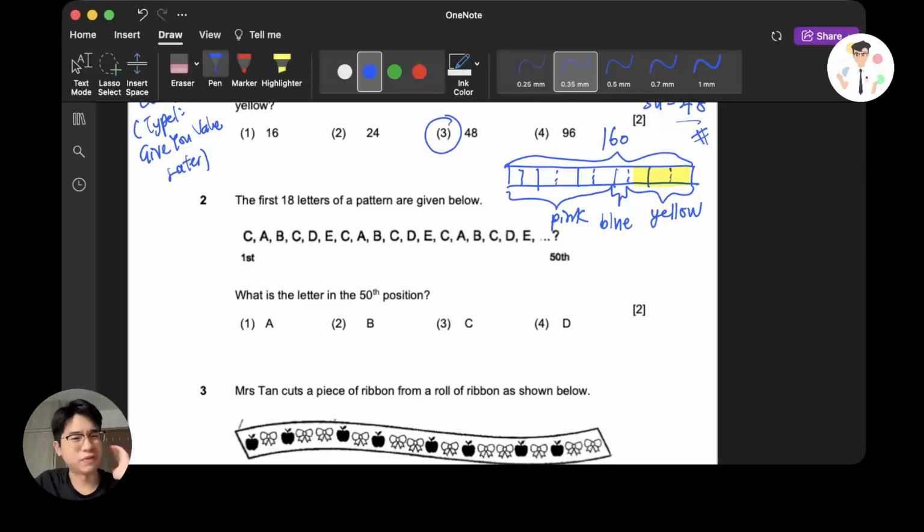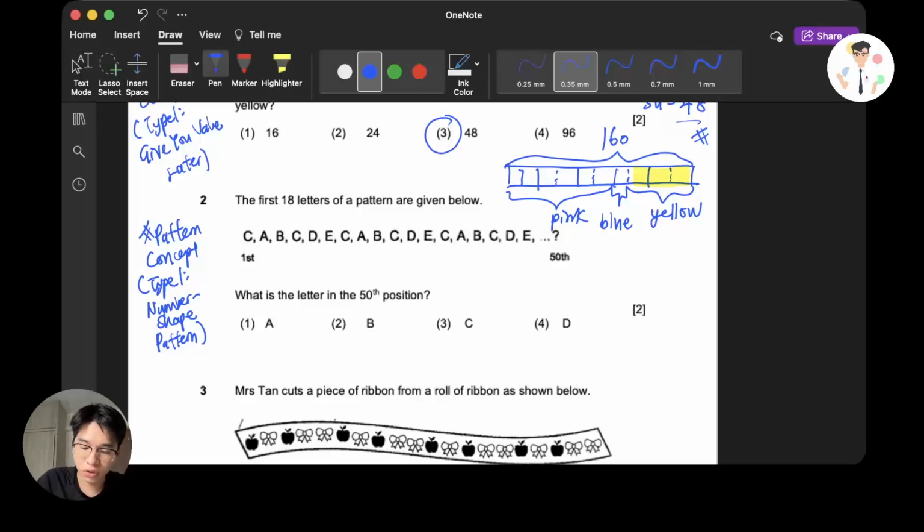Question 2. Now, if you look at this, definitely you should know what concept this is. This is pattern concept, type number 1, the number or shape pattern. This is obviously the answer, obviously the question, so you don't need to make any guesses. So again, you know that if it's type 1 number or shape pattern, you are supposed to use your targeted number divided by the number of items in one set.